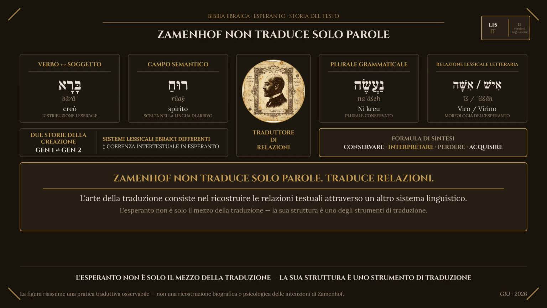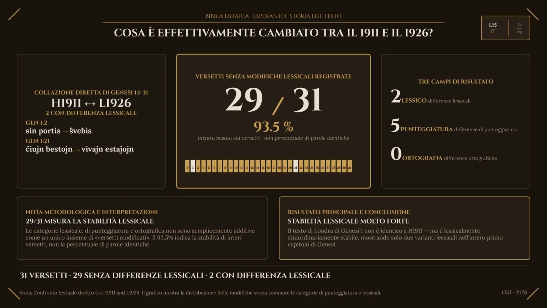Ultimately, Zamenhof was a translator of relationships. He understood that the art of translation lies in reconstructing how a text's parts interact within the target language, showing that Esperanto's structure itself serves as a vital tool in this process. When we look at the transmission from 1911 to 1926, we find remarkable stability. Out of 31 verses, 29 remained lexically unchanged, representing a 93.5% stability rate. This demonstrates that the text was exceptionally well preserved through its editorial journey.